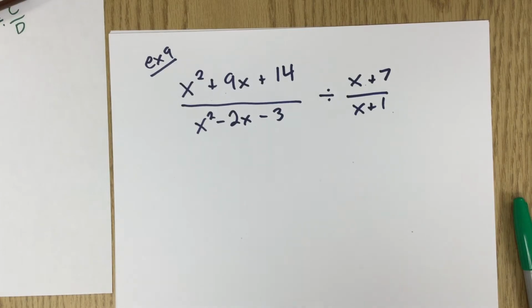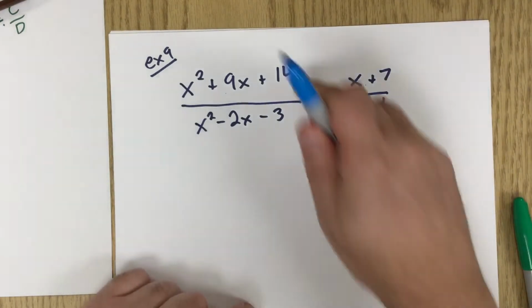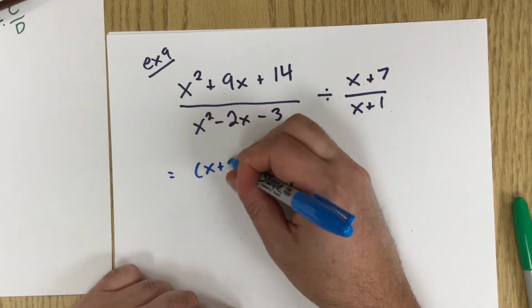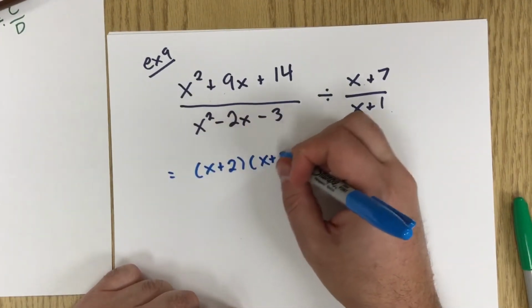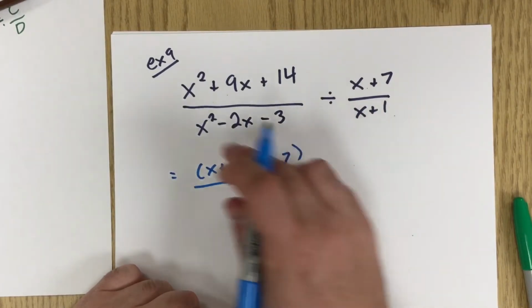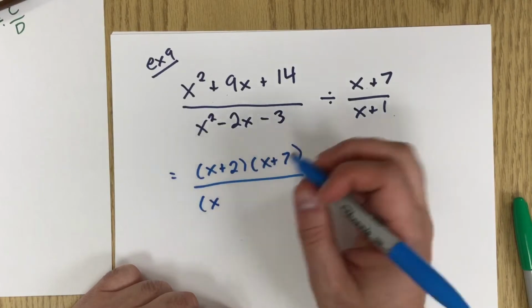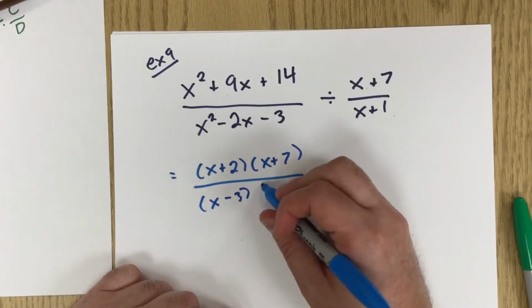So what are we going to have to do with this? We are going to have to factor it. So multiplies to this, adds to this. That's going to be x plus 2 times x plus 7. Multiplies to that, adds to that. That's going to be x minus 3, x plus 1.